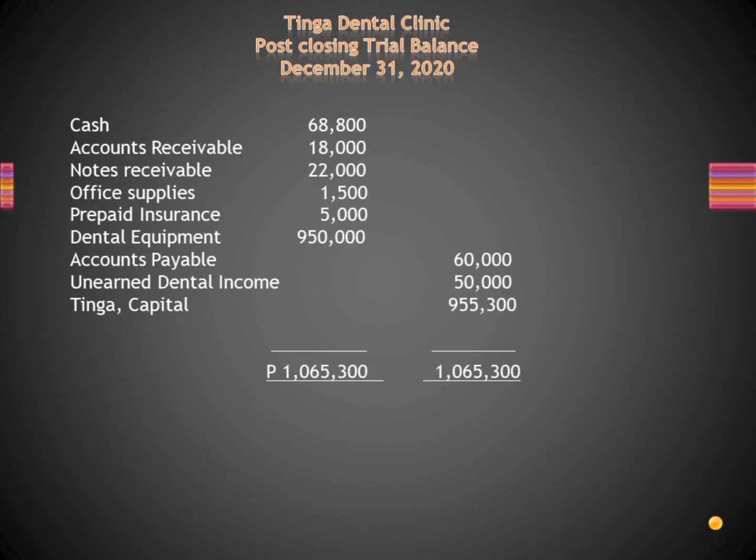Here is the post-closing trial balance of Tinga Dental Clinic. As you can see, we just copy the permanent accounts and then the ending capital of Tinga, which is 955,300. So a total of 1,065,300 on both debit and credit sides.